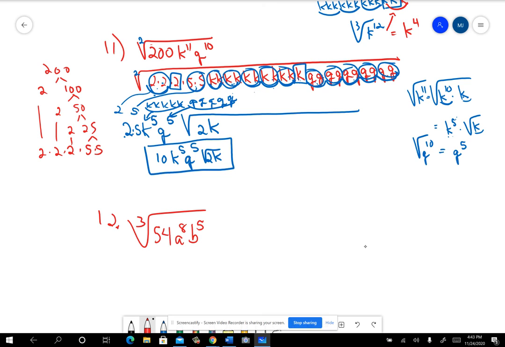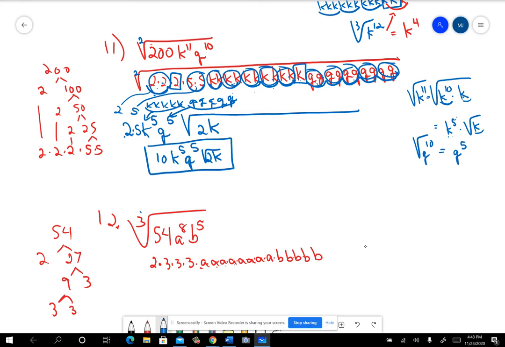Okay. So we can do it just completely broken down. All right, so 54 is 2 times 3 threes. Then we have 8 A's: 1, 2, 3, 4, 5, 6, 7, 8 A's and 5 B's. So let's just think about it kind of intuitively.